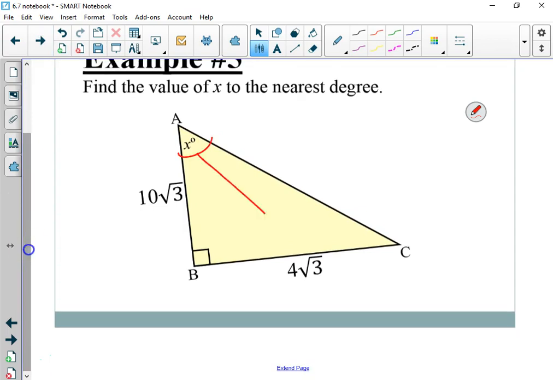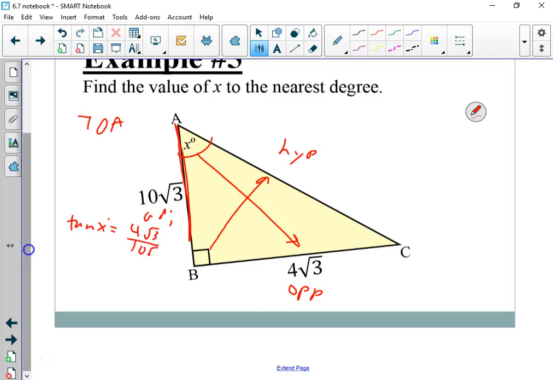Okay, here's my angle. I have my opposite. Touching A, I have my adjacent. What I do not have is my hypotenuse. So I have O and A, OA, which is TOA, or tangent. So I'm going to do tangent of x equals opposite 4 root 3 over 10 root 3. What happens to the root 3's? They cancel. So I do second tangent of 4 divided by 10, which is 21.8. We'll call it 22 degrees.